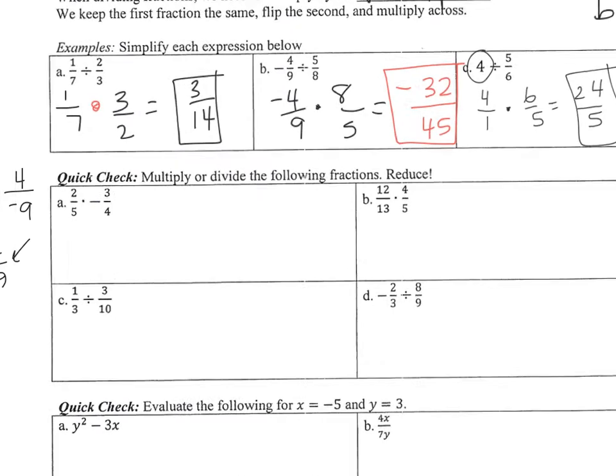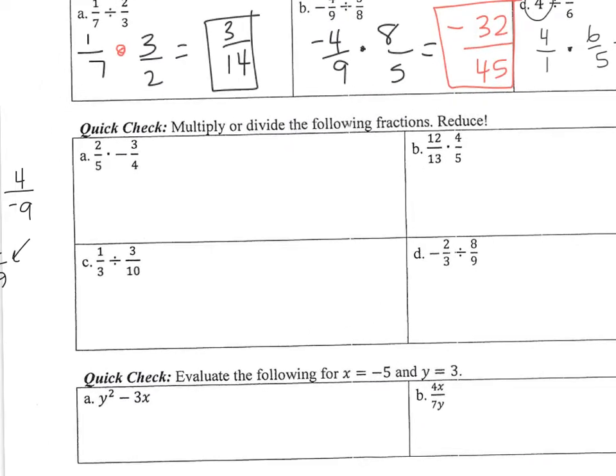And then down here is just a mix, so just be careful with your signs. If I have a positive times a negative, it's going to be a negative, and I'm going to multiply straight across. And I need to make sure I'm always checking to reduce my fraction. And then these two are positive numbers, so I'm going to multiply straight across. And then I look to reduce it, and I can't.